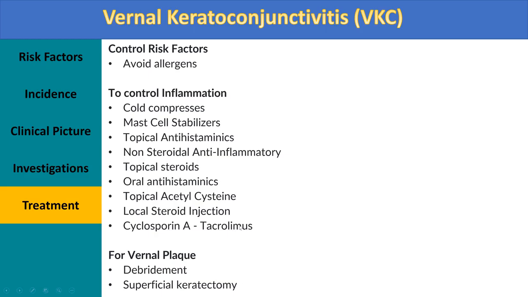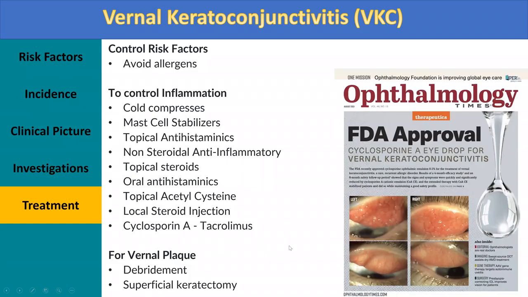Another mode of treatment, which was previously used but recently received FDA approval, is cyclosporin A. Cyclosporin A was used earlier in the treatment of vernal keratoconjunctivitis, but the FDA approved it for this disease, I think this year or last year, at a dose of 0.1%. As an immunosuppressive it can be given to those children at 0.1%, almost double the dose we use for corneal diseases, where we use a concentration of 0.05%.